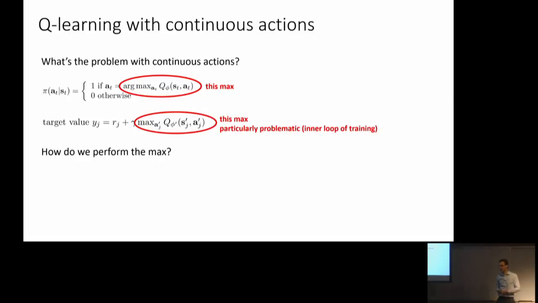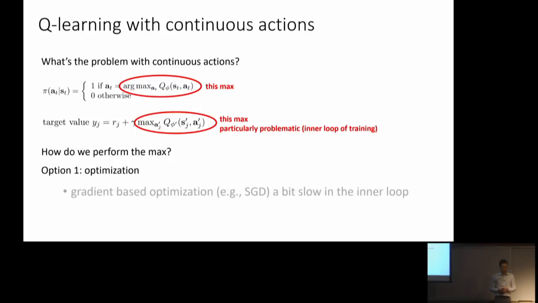All right, so how do you perform this max for continuous actions? For continuous actions, you can't just try all possible actions because there are infinitely many of them. So you have a number of different options for approximating this maximization. One option is to use some decent optimization algorithm, like literally plug this into some optimizer and find the A that gives you the largest Q of S comma A. Gradient-based optimization, like SGD, can be a little slow in the inner loop of training because, remember, for the target value, you have to do this for every single gradient step. So if you have to run a gradient-based optimization for every gradient step you're going to take, that's going to be pretty slow. But if you can afford it, then it should work.